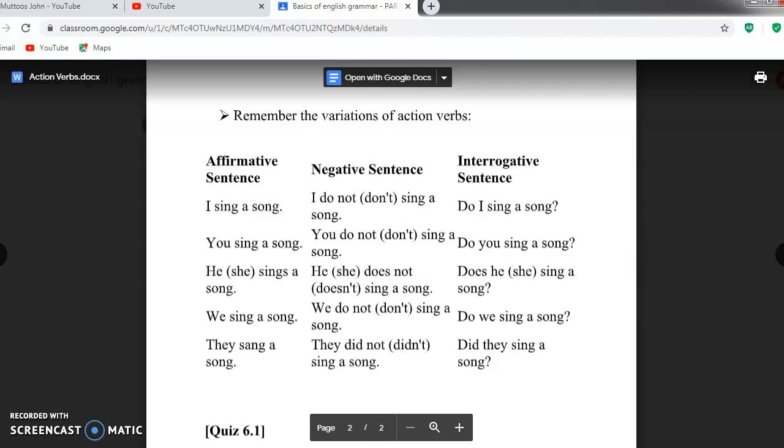With the three forms of sentences, that is affirmative sentence, I sing a song. So when it comes to the negative sentence, I do not sing a song or I don't sing a song. Interrogative sentence, do I sing a song?